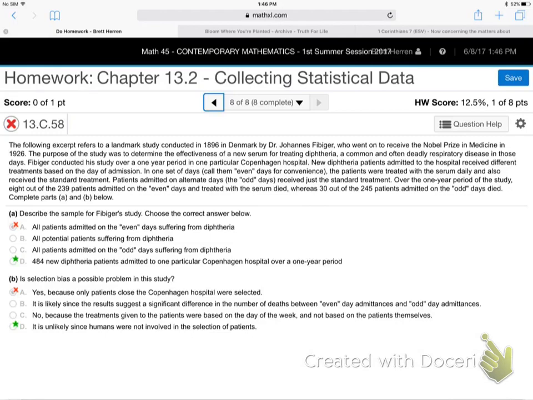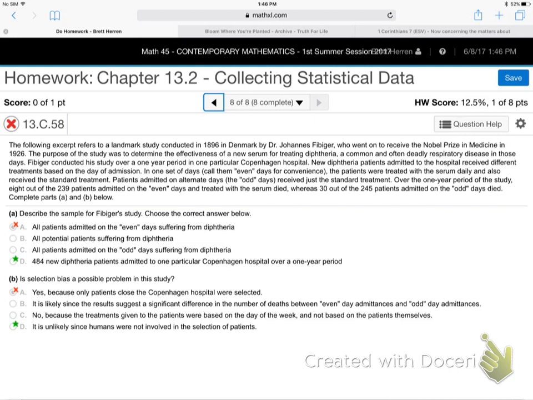All right, the following excerpt refers to Dr. Fibiger, who went on to receive a Nobel Prize. The purpose of the study is to determine the effectiveness of a new serum for treating diphtheria, a common and often deadly respiratory disease in those days. Fibiger conducted a study over a one-year period in one particular Copenhagen hospital. New diphtheria patients admitted to the hospital received different treatments based on the day of admission. On even days, the patients were treated with the serum daily and also received the standard treatment. Patients admitted on the odd days received just the standard.